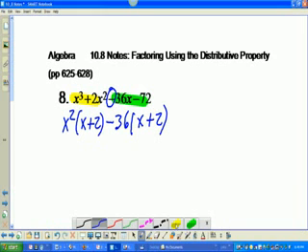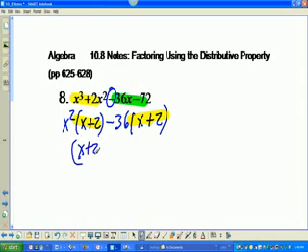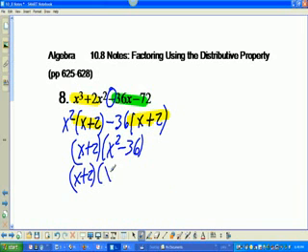Oh, and look at that. The x plus 2's are the same in both terms. So I can factor out the x plus 2. And then what's left over is x squared minus 36. Well, notice x squared minus 36 is a difference of squares. So that becomes x plus 2 times x plus 6 times x minus 6. And there's your answer for that question.